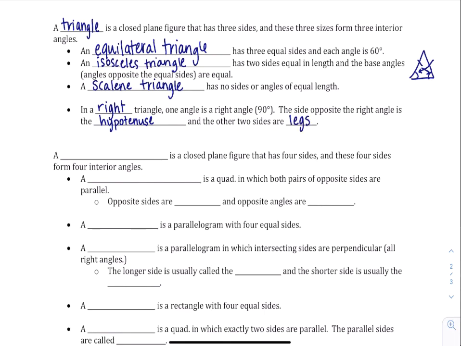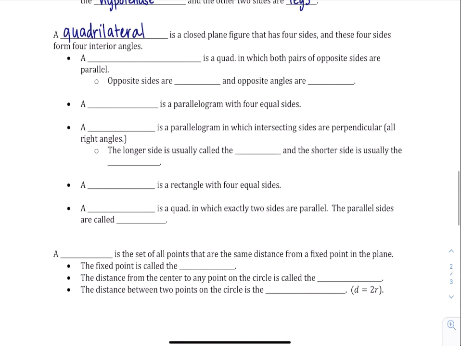We can talk about a quadrilateral, where we are dealing with four-sided figures. So the formal definition for a quadrilateral is a closed plane figure that has four sides, and these four sides form four interior angles. There are several special types of quadrilaterals. The first one is a parallelogram. You form a parallelogram when you have both pairs of opposite sides parallel to each other.